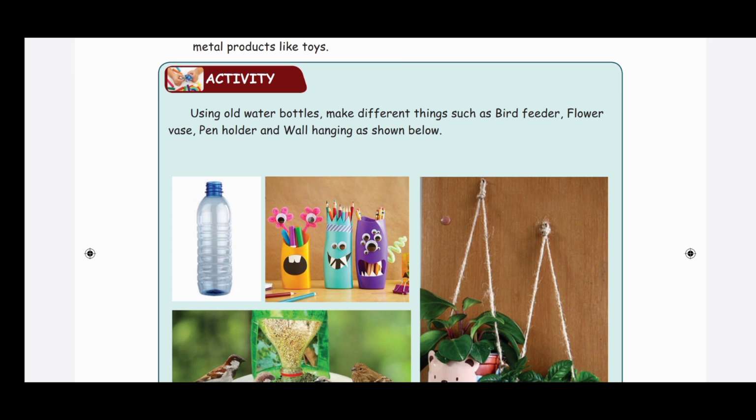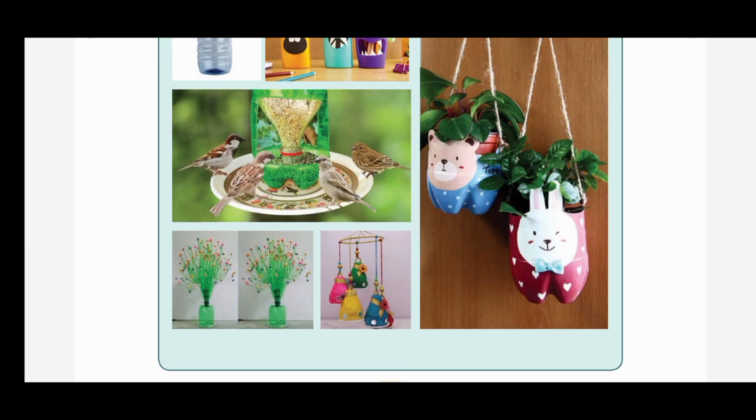See, first one, they have made a pen or pencil stand out of plastic bottles. Then they have made bird feeders, with which they are providing food. Then they have made wall hangings and a tree-like structure, and for planting also they have made some hangings.